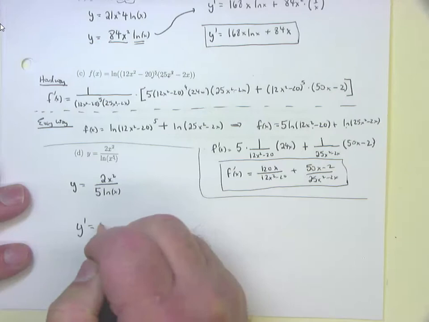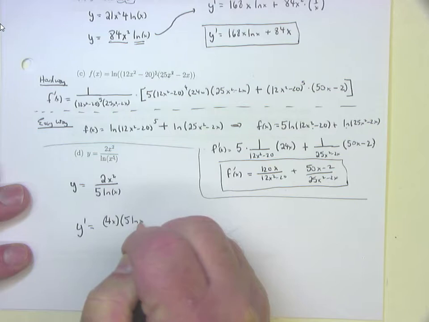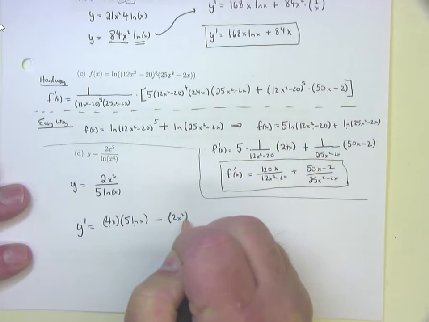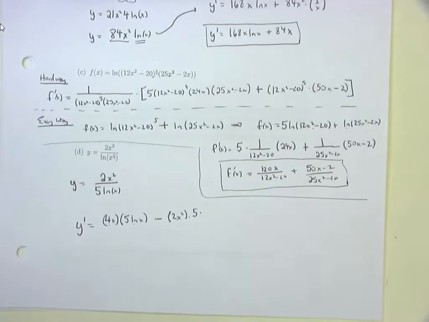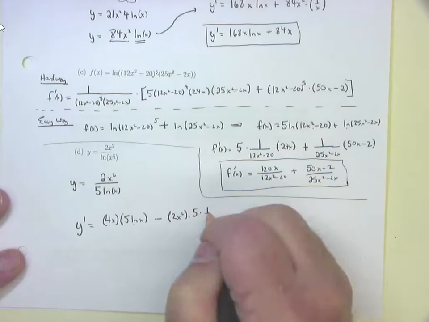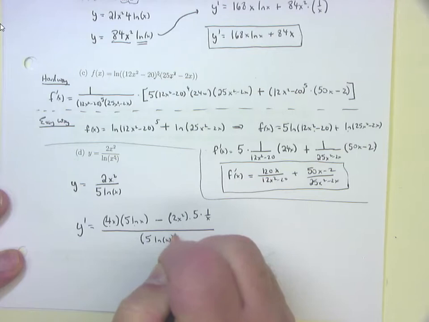Times the bottom, just recopy it, 5 times natural log of x, minus the top, which is 2x squared, times the derivative of the bottom. 5 is a constant. Leave it alone. Constants hold over. Just multiply 5 times, what's the derivative of natural log of x? Pure memorization. 1 over x. All over the bottom, 5 natural log of x squared.